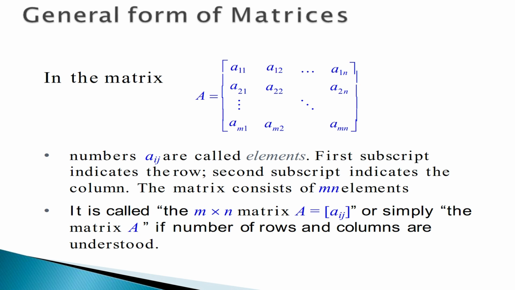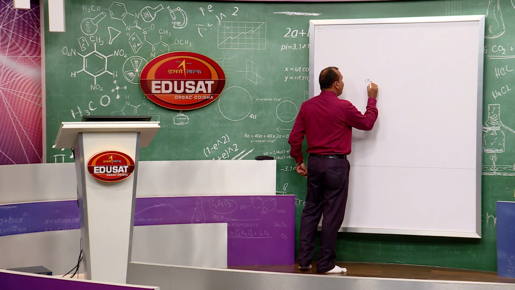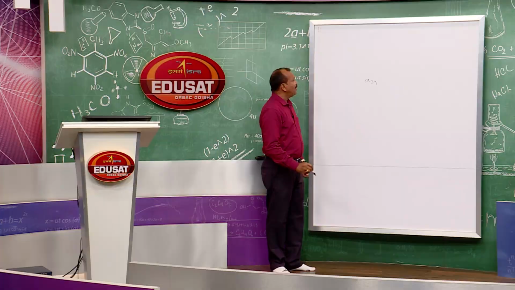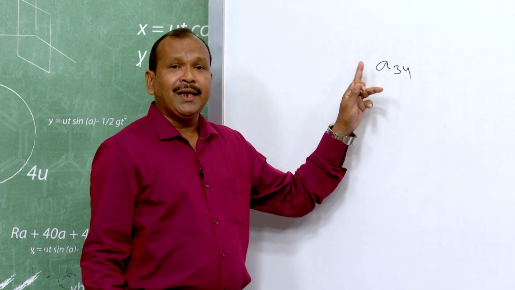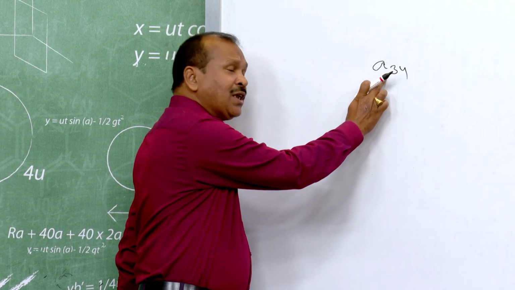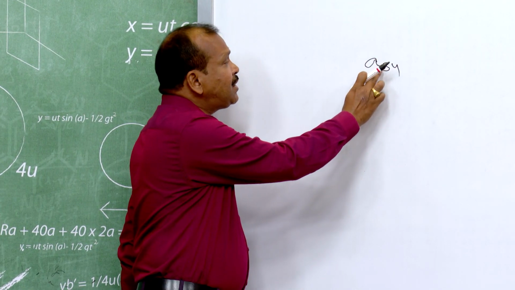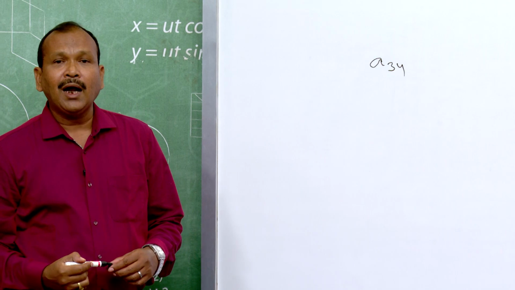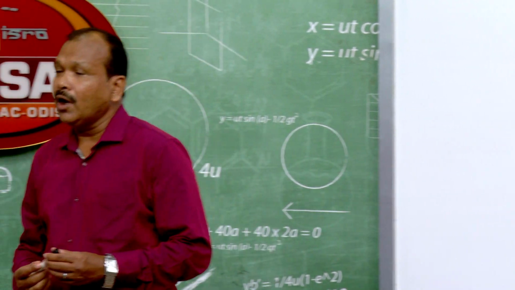Suppose we say A34. That means A34 is an element in the matrix which lies in the third row and fourth column.